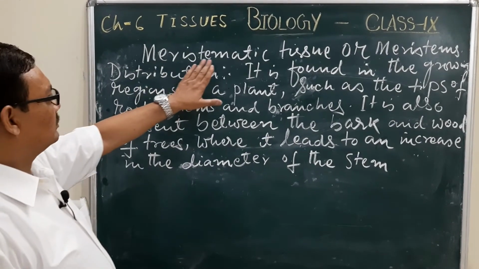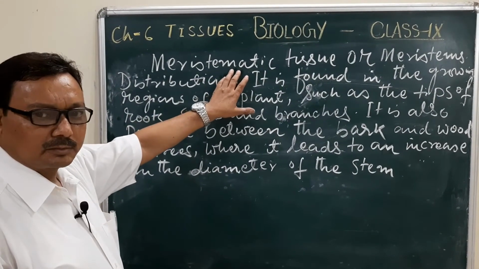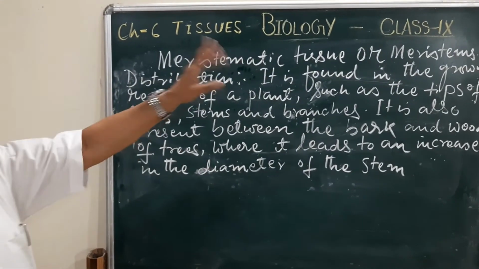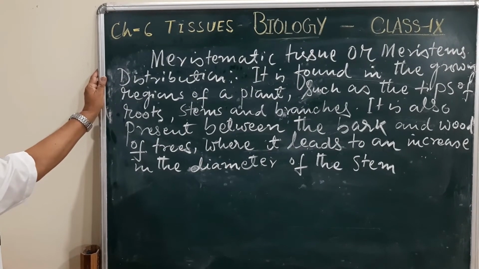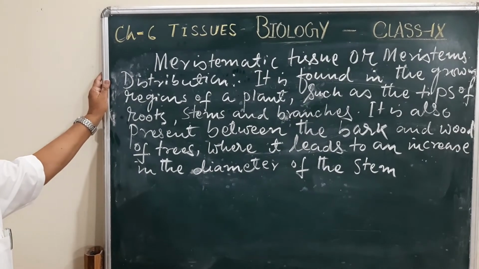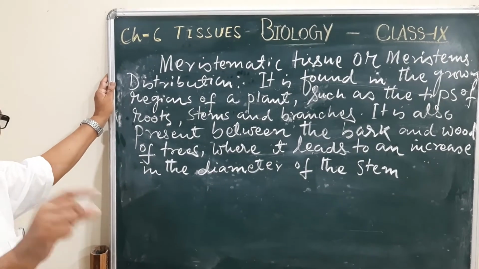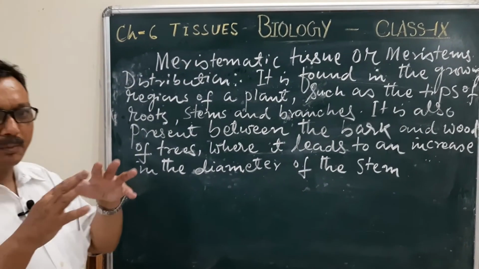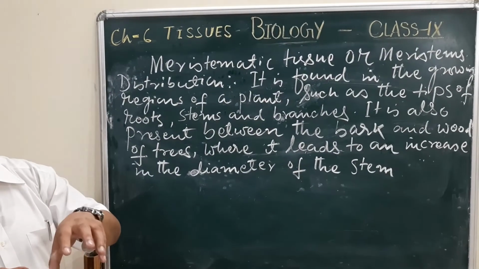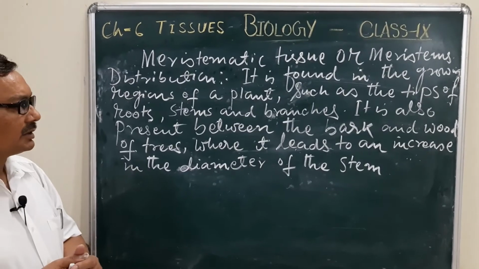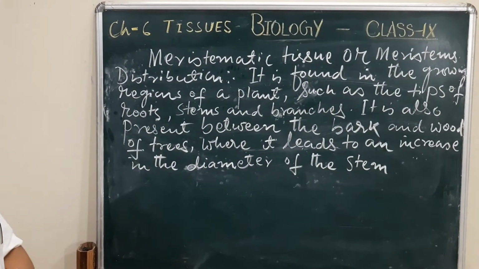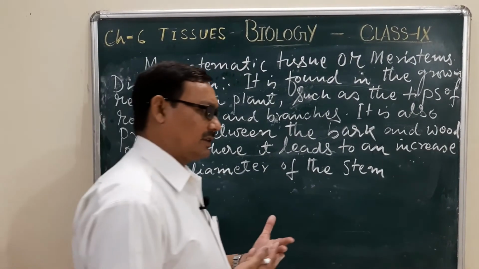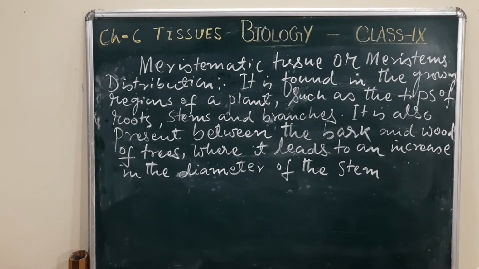Now, we are going to start the first basic type of plant tissue, that is the meristematic tissue. It is also known as meristems. This tissue is mainly composed of cells which are immature, which can divide, and the cells are compactly arranged. The cells are living, and usually present in those parts of the plant body where there is a growing region.